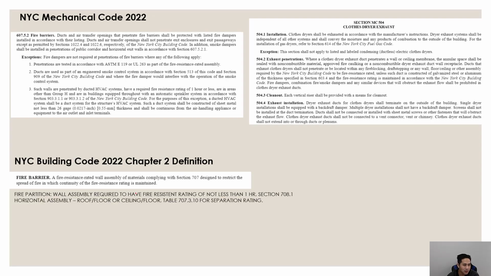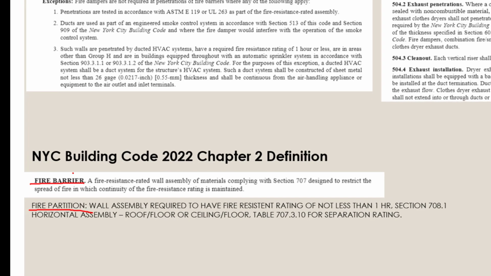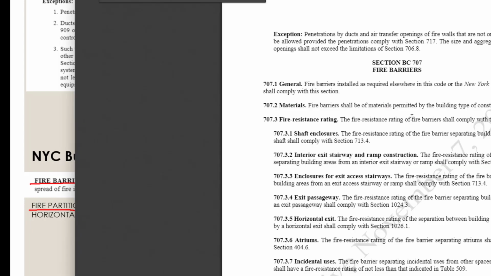So in the New York City Building Code, they throw a couple of terms around. One is fire barrier. You also see the term fire partition in the building code. And it appears that these are pretty much similar. They both have some sort of fire resistance rating. But certain things are categorized as a fire barrier and certain things are categorized as a fire partition.